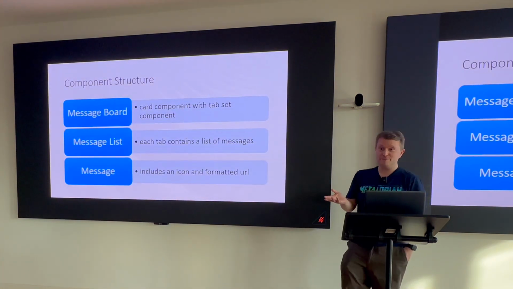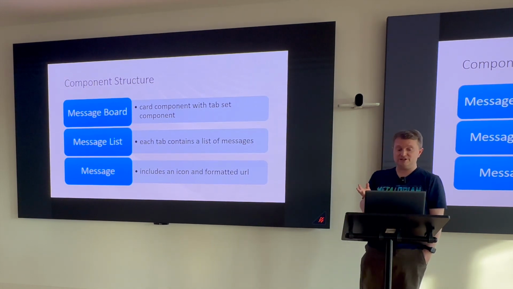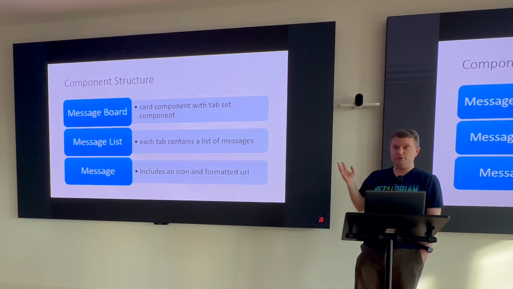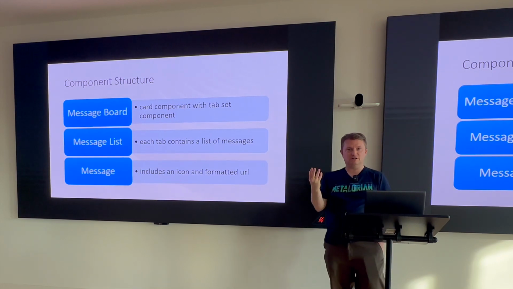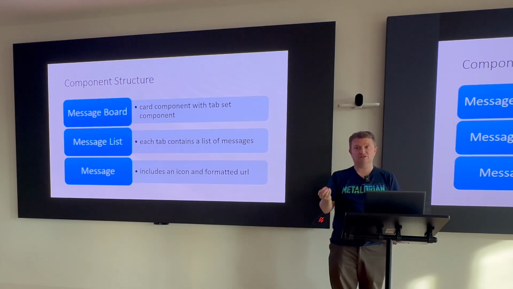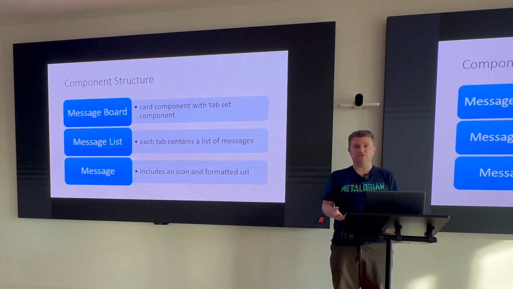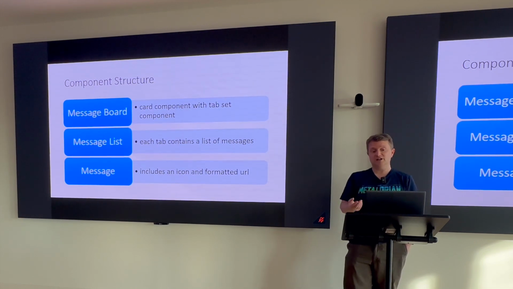But we did create it, and the basic structure essentially looks like this. We have a top-level component which basically contains the tab set component, and that's essentially where our tab labels are and everything else. Within each of the tabs is a list of messages, and then obviously we have a component which makes up each of the items in that list.